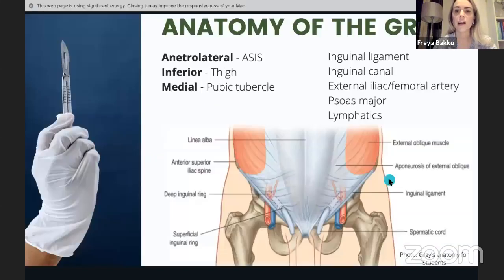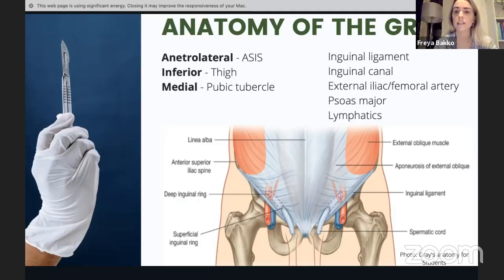So let's start out with some brief anatomy of the groin. The groin is essentially this triangular anatomical space right by your hip bone. It starts by the ASIS, the anterior superior iliac spine, then it goes inferior to the thigh, and then medial to the pubic tubercle.